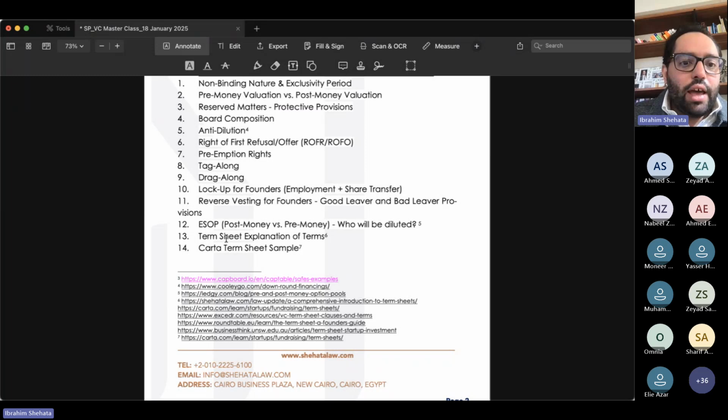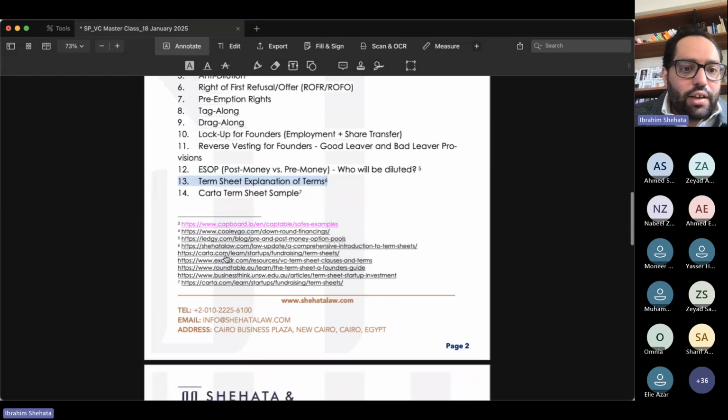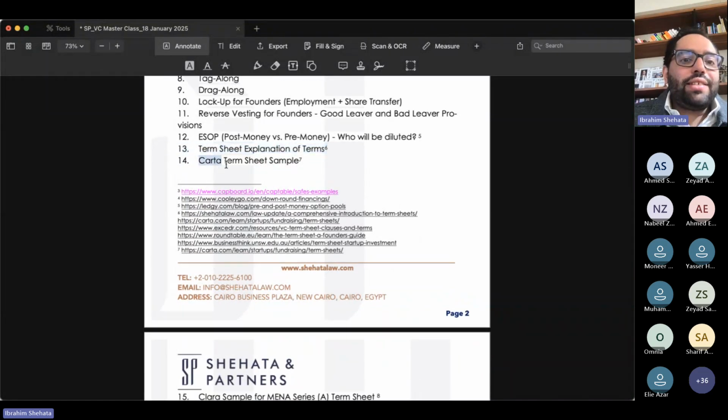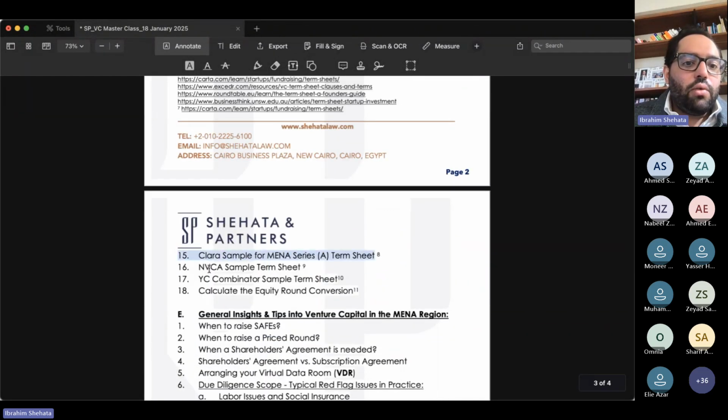Other than that, you will have here links to explanations of the terms of the term sheet. One of them is on our website, and I also added others. Then you will see samples of term sheets if you want to use them. There's one done by Carta, one done by Clara, one done by the National Venture Capital Association of the US, one done by Y Combinator.